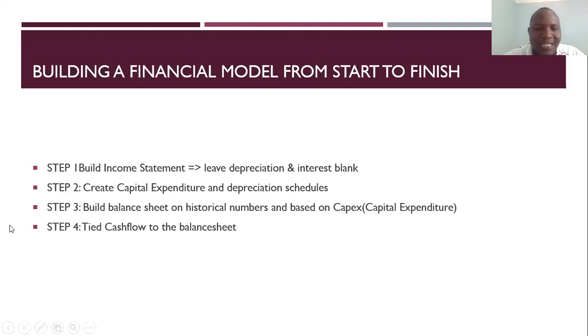Then we shall also determine our capital expenditure and our depreciation schedules. Okay, schedules are simply the cost we expect to incur. And then step 3, we shall build the balance sheet and put the historicals based on the capital expenditure. And then we can tie that to the cash flow and finish the balance sheet. Ideally, these are the 4 steps. It can be long, it can be short.